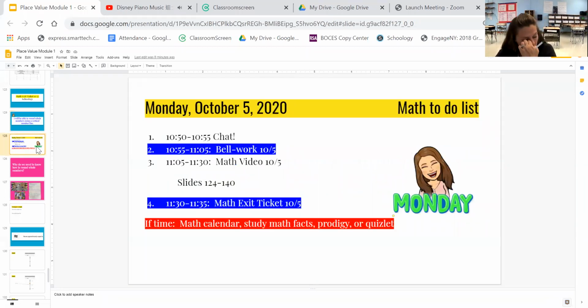If you're following along on your slides, you can find it in today's math folder, and it starts with slide 124. If not, you could do your work on your whiteboard or always take a screenshot.